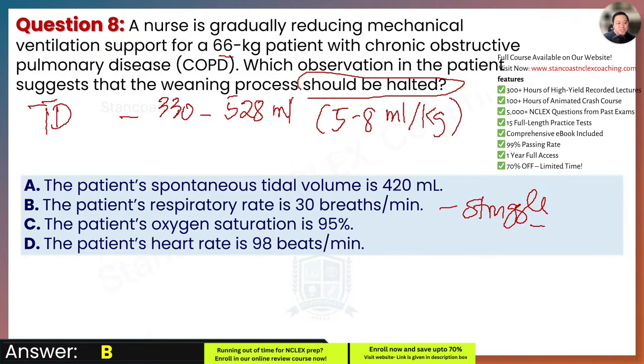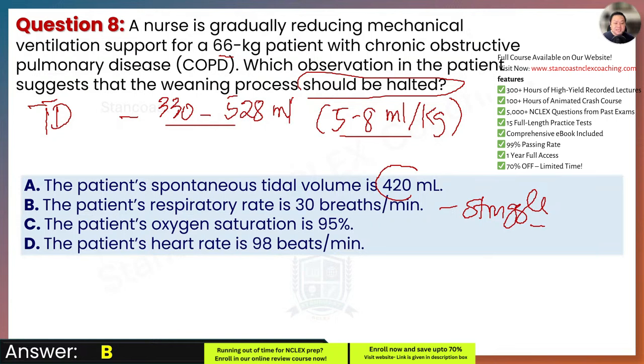And since the patient's tidal volume in option A is 420, this is basically in the middle. So it suggests that the patient is taking an adequate amount of air per breath, meaning there is adequate lung function and it is also effective. So there should be no concerns here. Okay, so again, take a look into the range for the tidal volume in this patient. Again, it is based on the standard 5 to 8 mLs per kilogram.